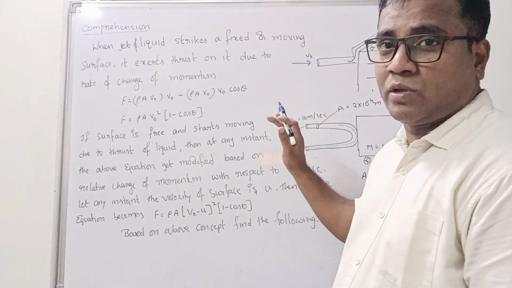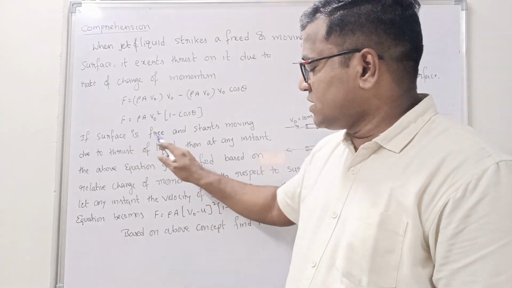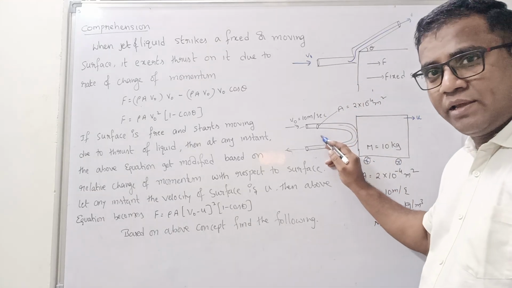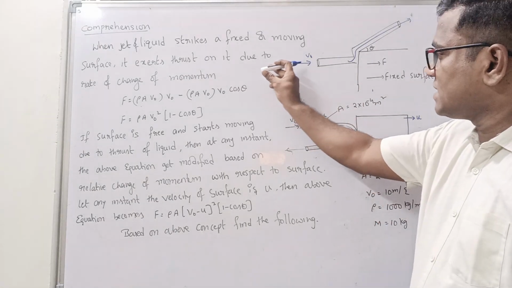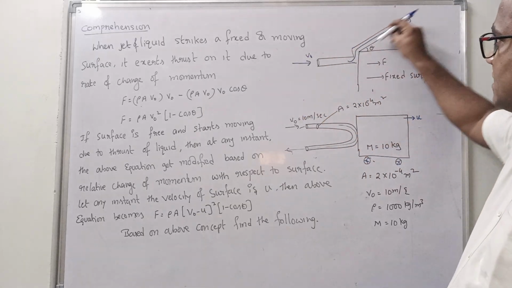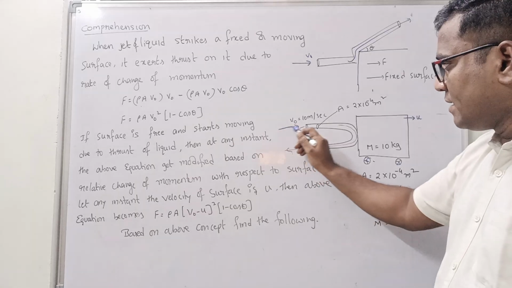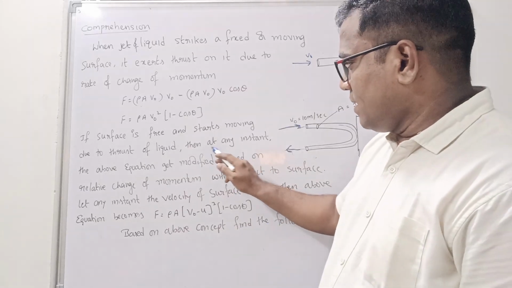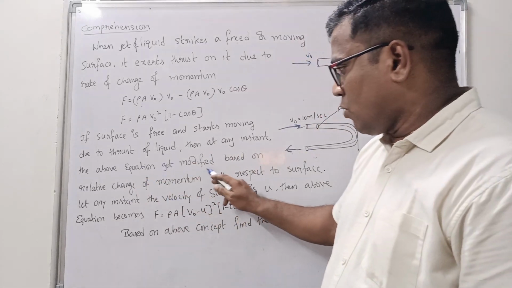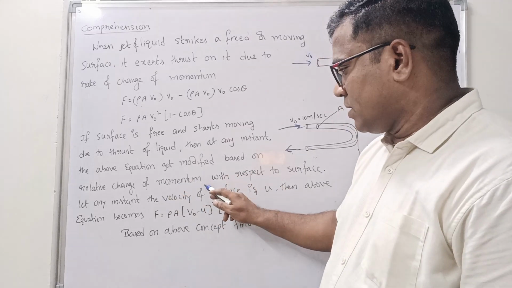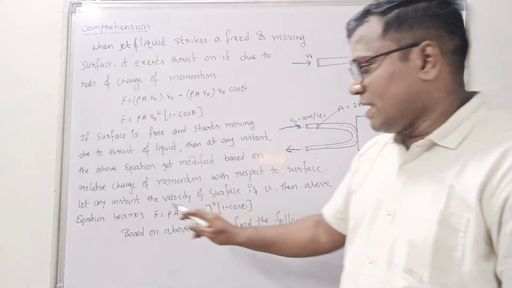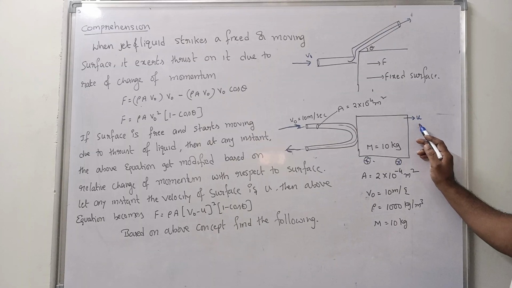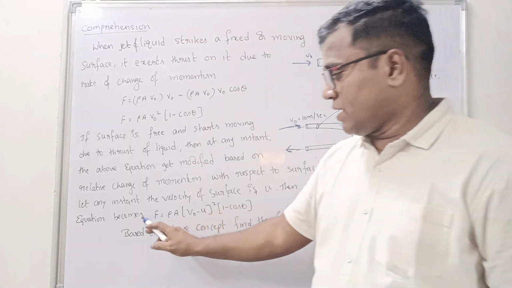So no need to think about how to solve, right? So we will see this one. If the surface is free, here the second case, the surface is free and the diagram is modified. So here the liquid is ejecting in this direction, entered in and ejecting in this direction. Here the liquid enters and again leaves in this direction. Clear? So here at any instant the above equation gets modified based on the relative change of momentum with respect to the surface. At any instant the velocity of the surface is u. Then the above equation becomes this one.